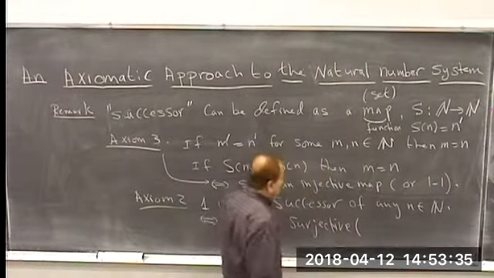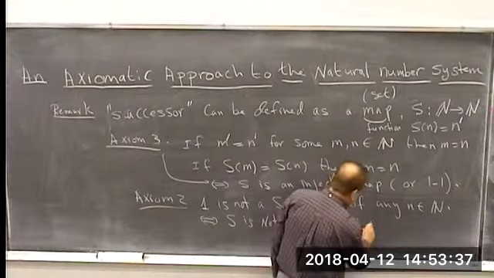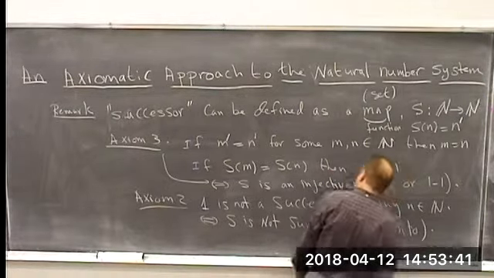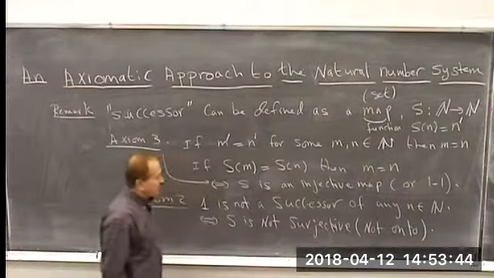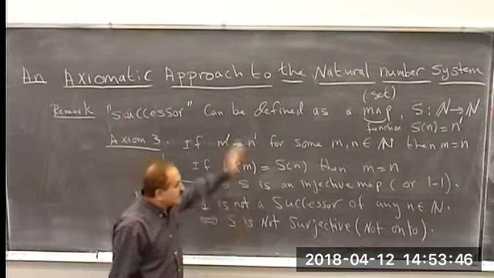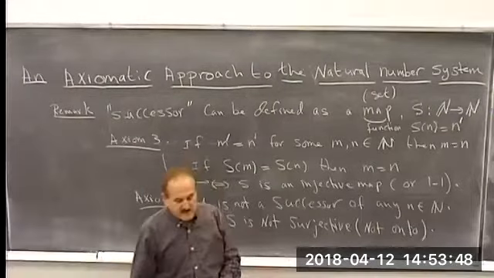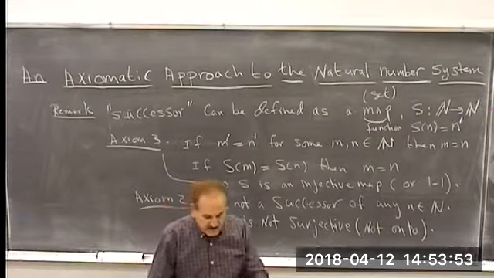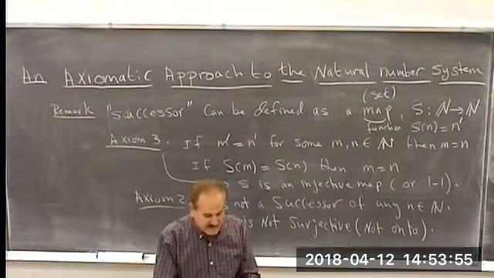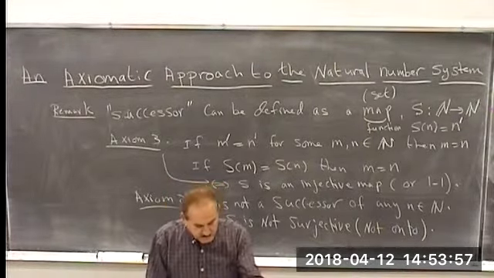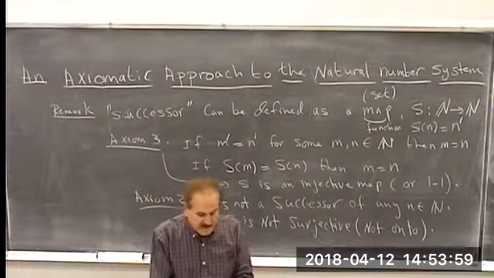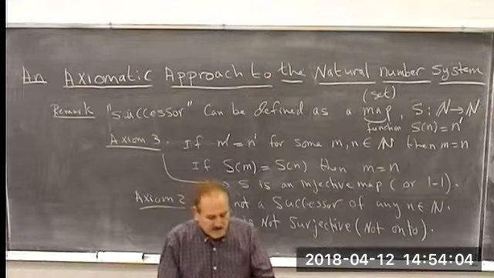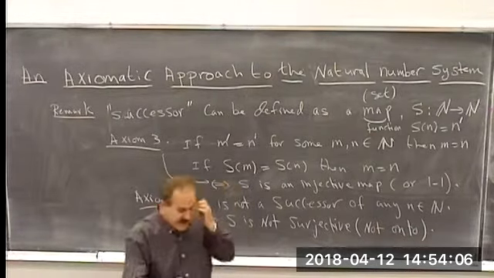Or the older language: S is not onto. The function S is not onto. So in other words, we can actually use the modern terminology by thinking of the successor as a map. All right. Let me make a few remarks concerning these axioms.